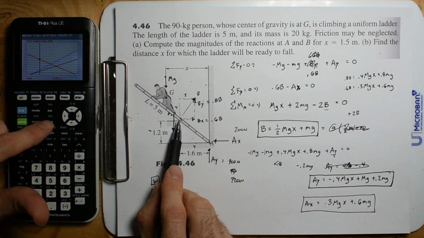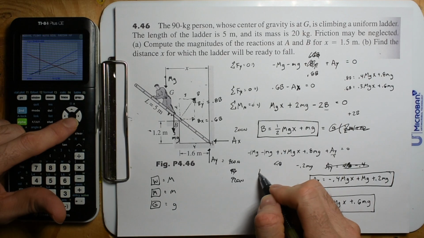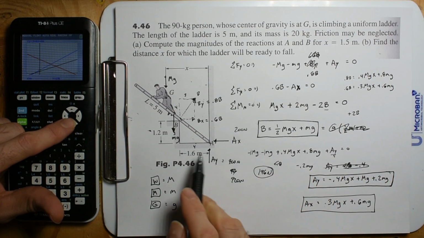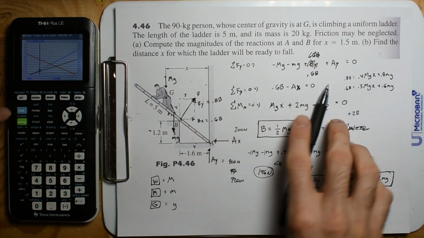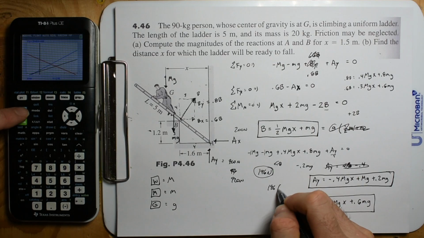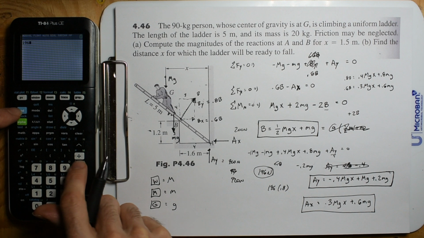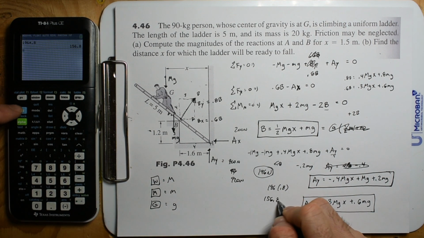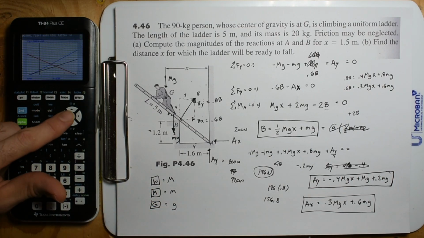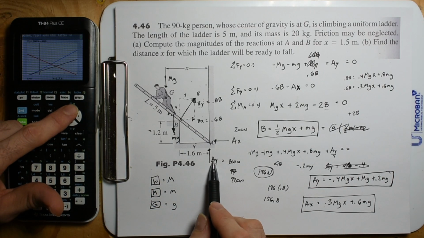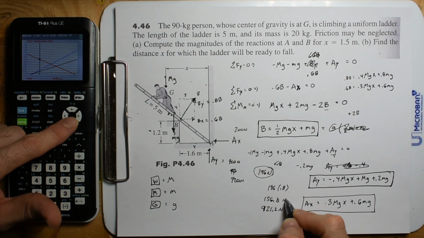Most of the weight of the ladder is taken by B, and we can see that B is the blue line, and 196 newtons is being taken by B. Now B is in this direction, so BY is 0.8B. So if we did 196 times 80%, or 0.8, we would get 156.8. Now let's go back to our graph at 0, and if we go to AY, we have 921.2 newtons.